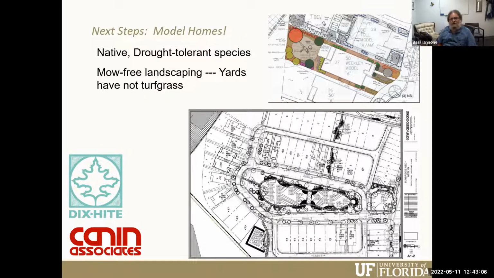The developer liked this experiment and they wanted to do something with their model homes. They have 12 model homes, and Dix Height and Kane and Associates developed a landscaping palette for these model homes or designs that did not have any turf grass in them. And then once the plants are established, could be irrigation-free landscaping. They had a community center where there was some lawn for people to play in, for kids to play in, but they wanted these to be irrigation-free native landscapes for their model homes to show to would-be home buyers.